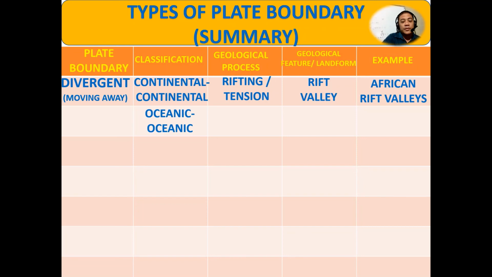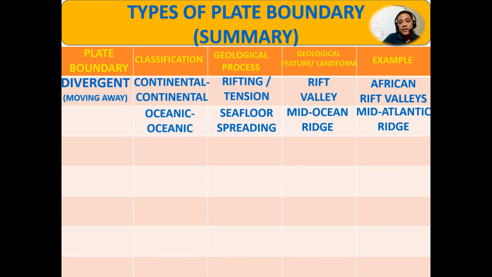The second type of divergent plate boundary is the divergent between two oceanic plates. The process involved is seafloor spreading, and its geological feature or landform is the mid-ocean ridge, and its best example is the Mid-Atlantic Ridge.